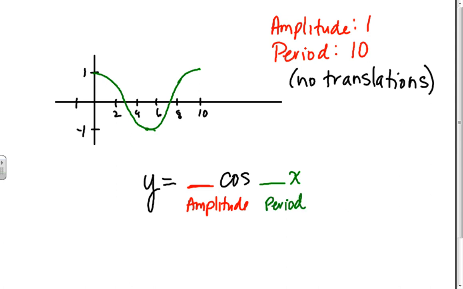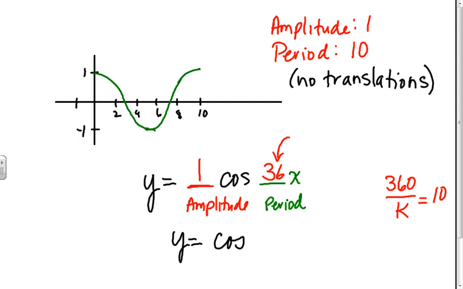The amplitude for this one is 1, so that's kind of boring. And then the period is 10. So I need a number right here that if I were to do 360 divided by that number, I would get 10. That number will have to be 36. So the equation for this graph is y equals cos 36x.